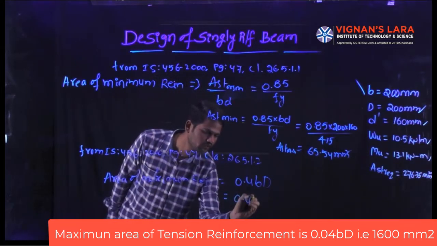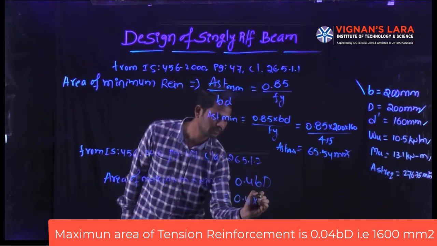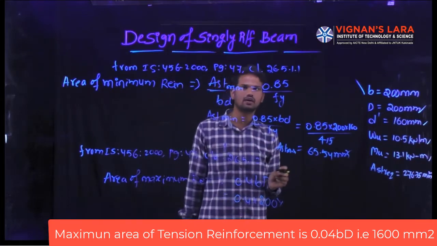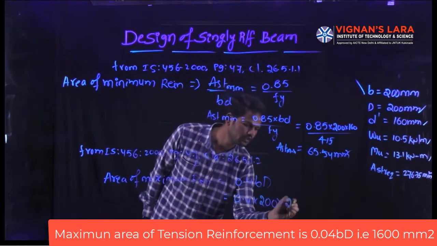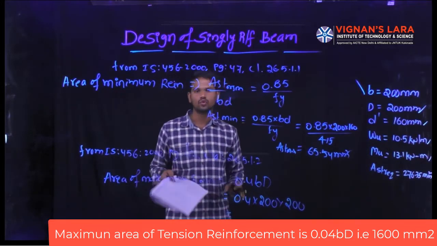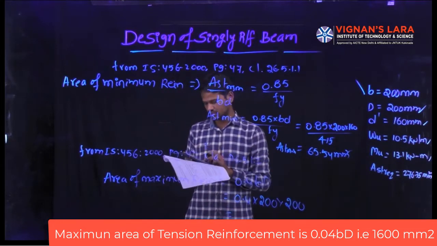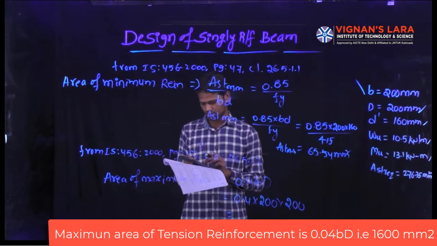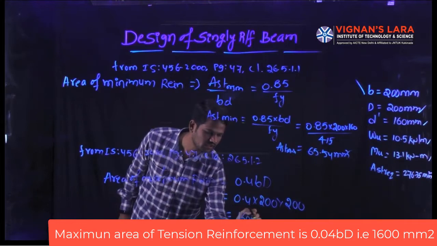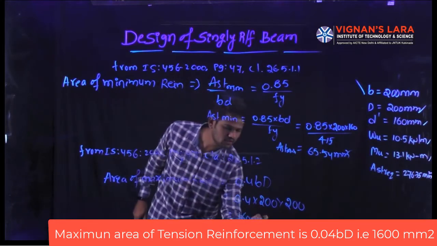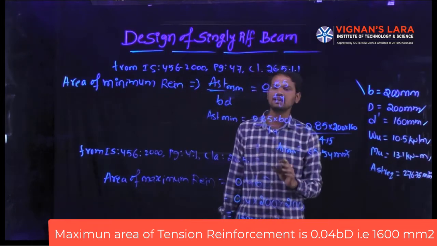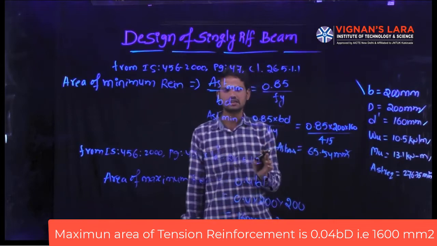That means 0.4 into B, where B is the width of the beam, which we are taking as 200 mm, into capital D, the total depth of the beam, which we are considering as 200 mm. That means 0.4 into 200 into 200. If you substitute, I am getting this maximum area of the tension reinforcement as 16,000 mm square. Up to this is the calculation for area of the steel reinforcement.